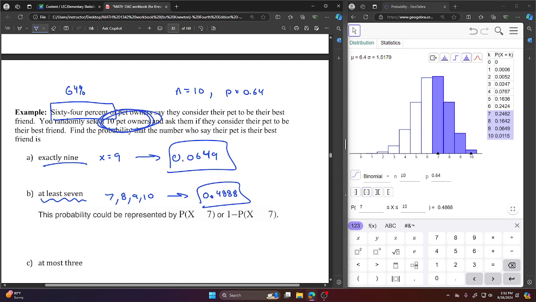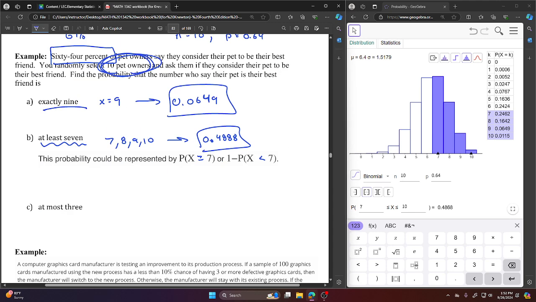I don't know what they're wanting to go with right here. This is actually a little bit frustrating to me. But they're saying the probability is represented by the greater than or equal to 0, or 1 minus x is less than 7. I don't know. That's fine. I don't know what they're going with there. That's just them being silly. And then at most 3. What numbers would that be?